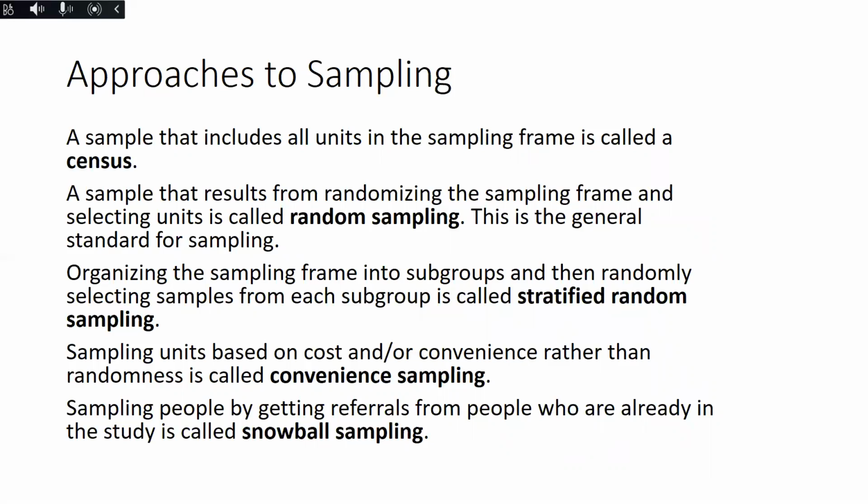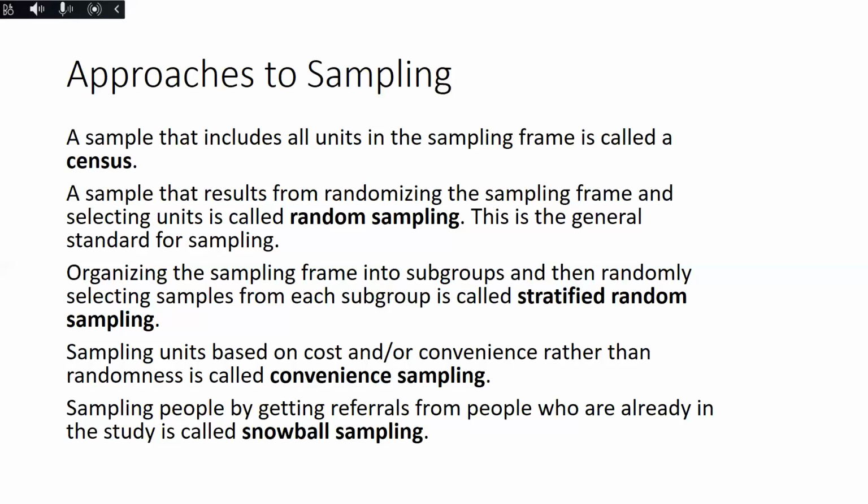If you randomize the sampling frame and then choose people into your sample randomly, that's called random sampling. And that's generally the standard for sampling, although there's a specialized version of that called a stratified random sample, where you organize that sampling frame into subgroups first. So maybe you want equal representation for men and women, for example. So you would divide up your list by men and women, and then you would randomly sample from both of those groups to make sure that you have equal representation. That would be called stratified random sampling.